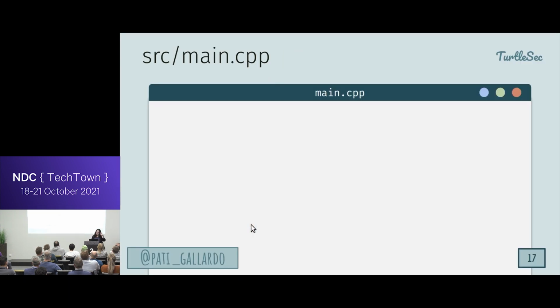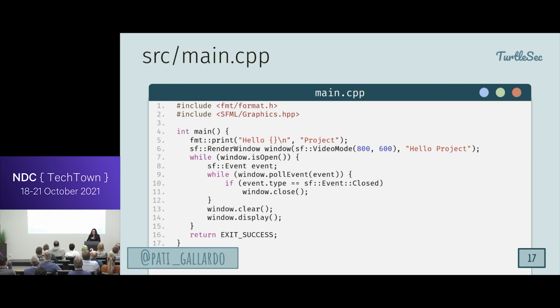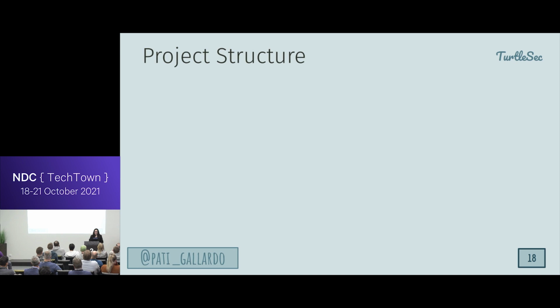Okay, so let's look at the main. The main is basically a modified example of a hello world for SFML. Most important thing is, here we're using format, we're printing, and then here we are including an SFML header, and then we are making a window. So not very interesting, but it means that I actually need these things to be found and installed and in my path, and all of these things for this to compile and work.